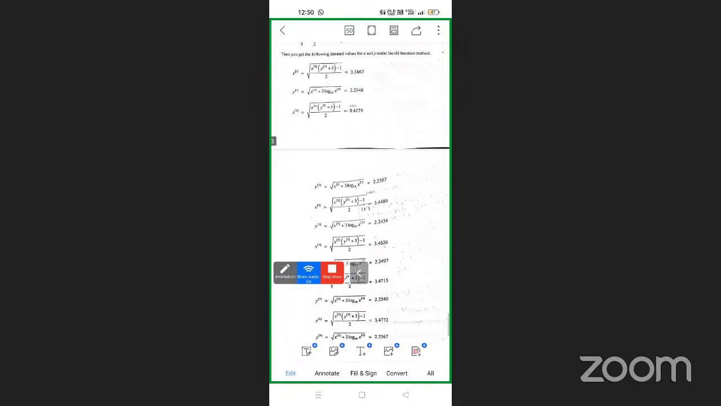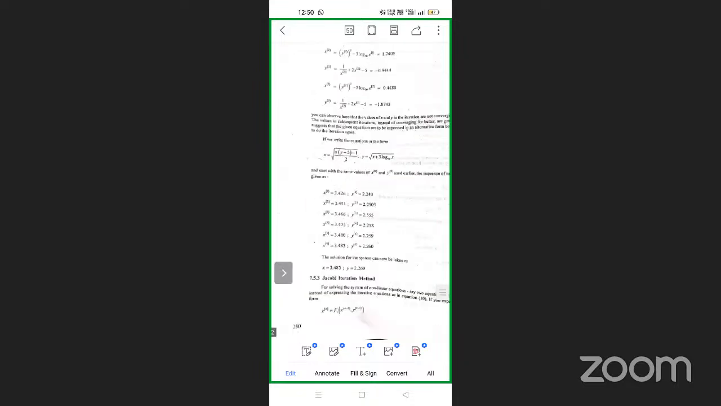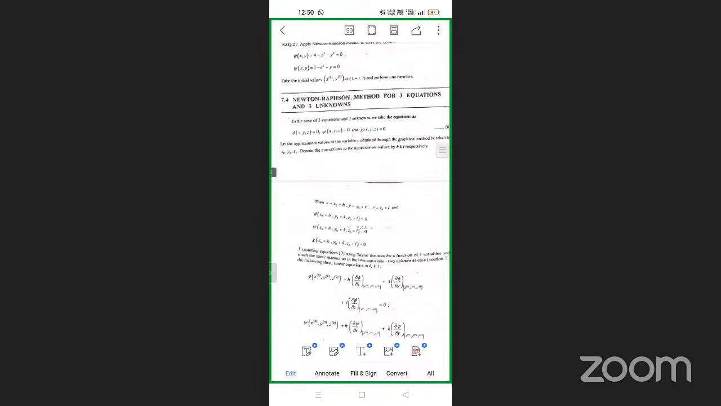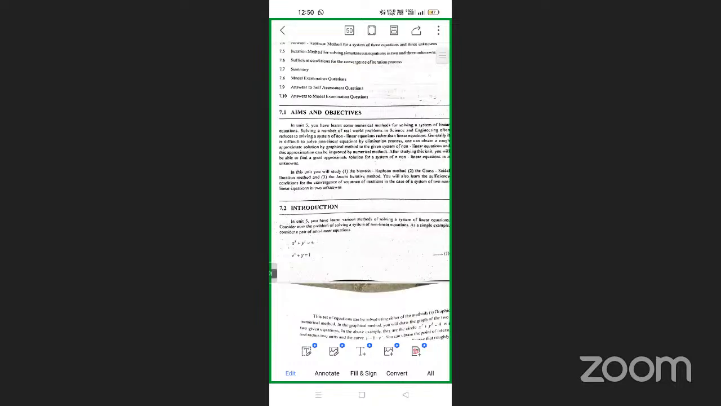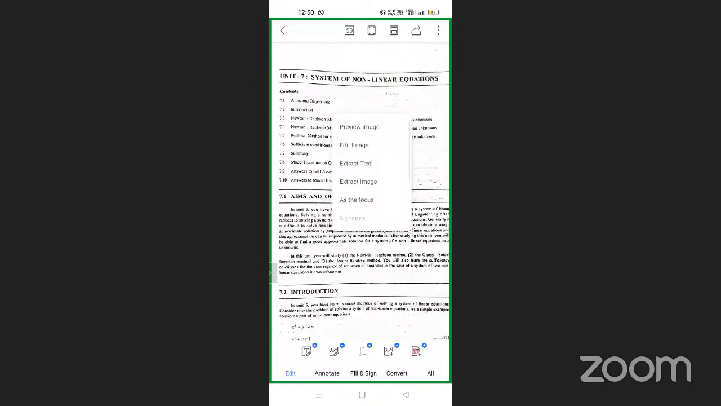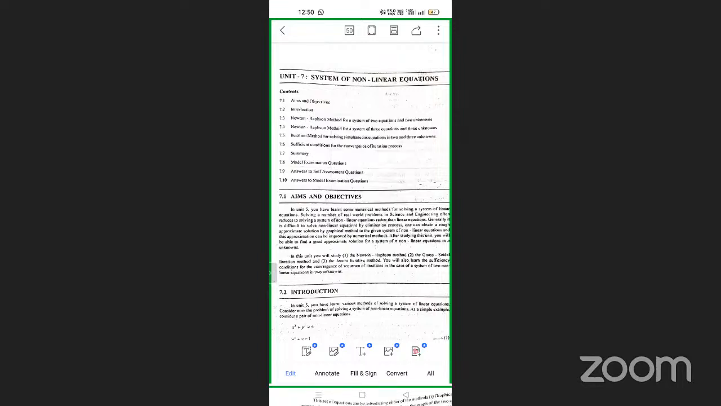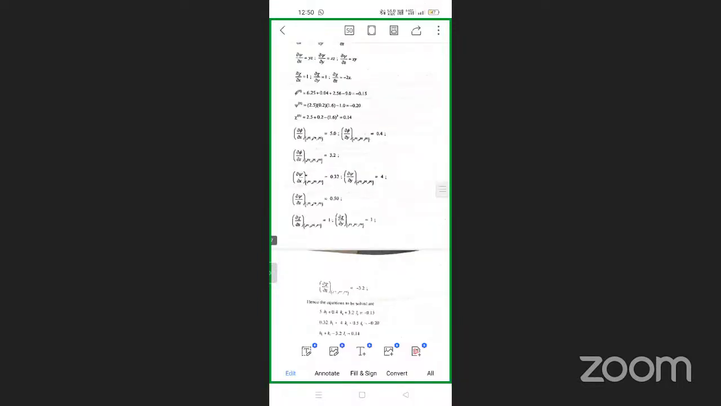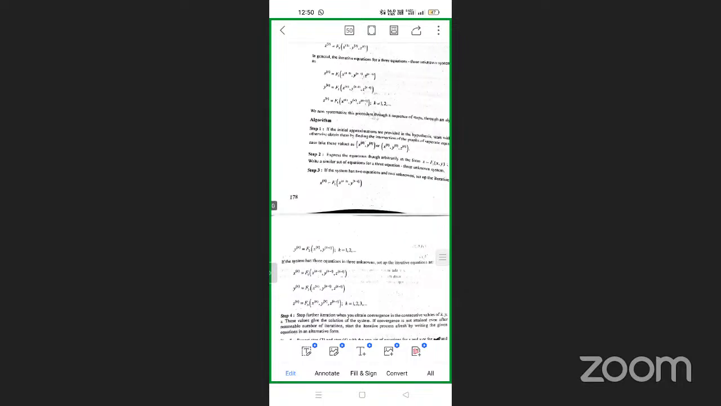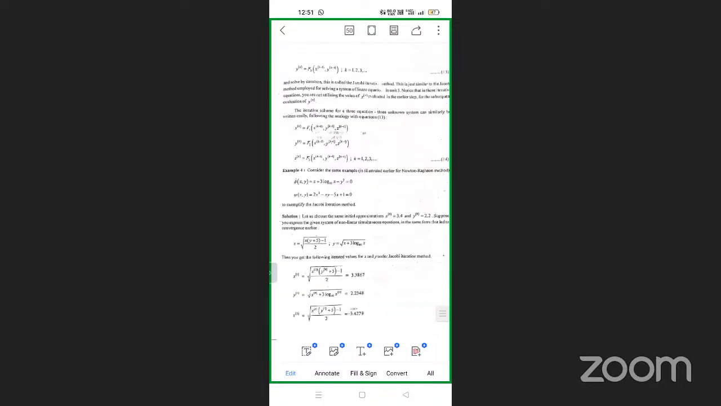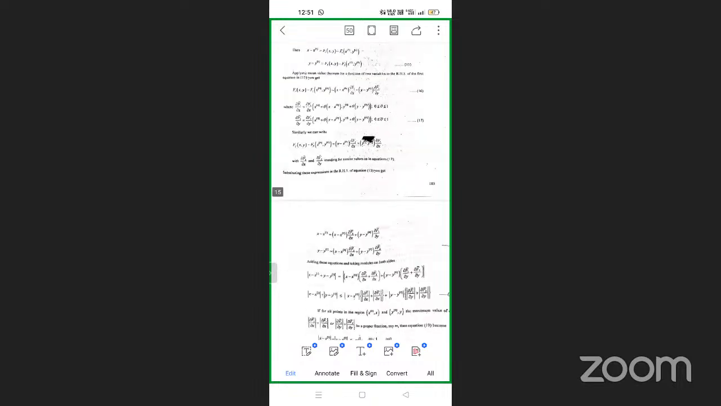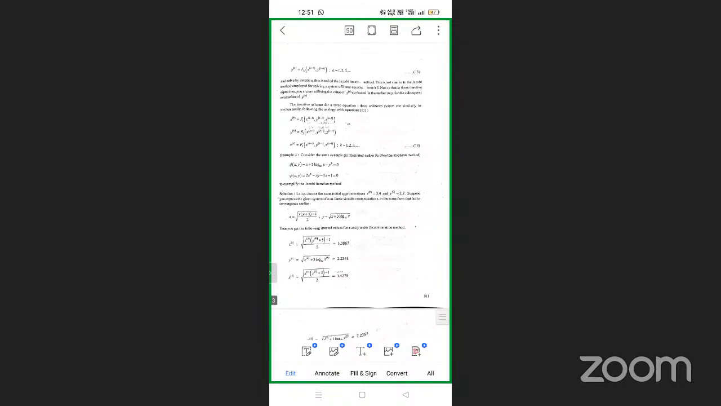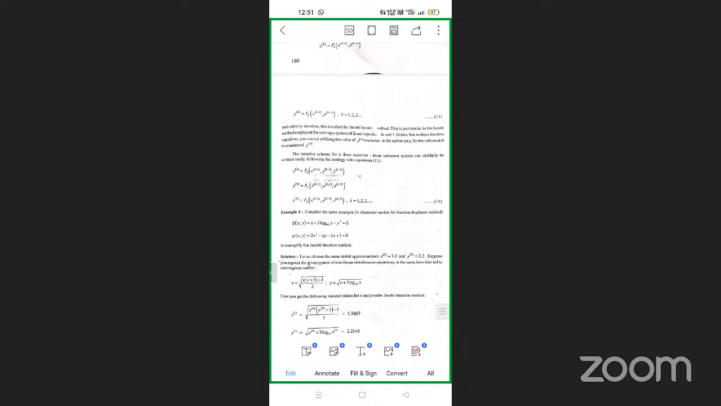So this is the Jacobi iteration method. Newton-Raphson method, Gauss-Seidel, and Jacobi iteration method in system of nonlinear equations. Section 7.6 is no need, up to this example only. Example 4, up to example 4 only.